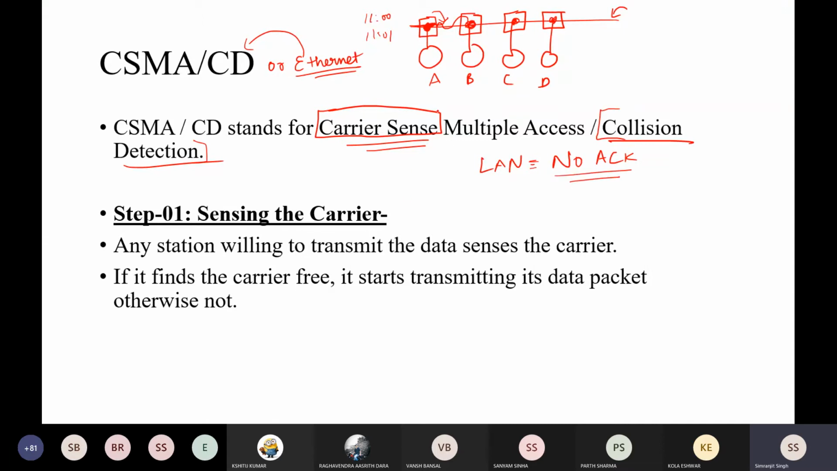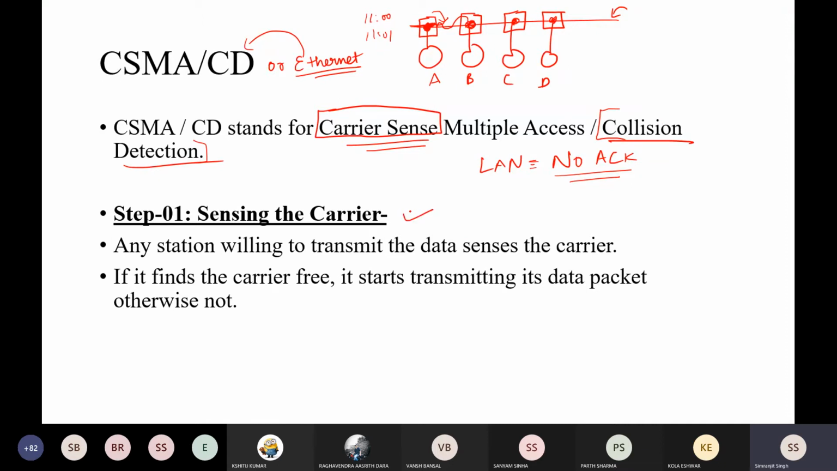Now that is very important, that we have some means to detect that there is a collision, because we actually do not have any acknowledgement. So how can we know that there is a collision? I will tell you how you can know that there is a collision.